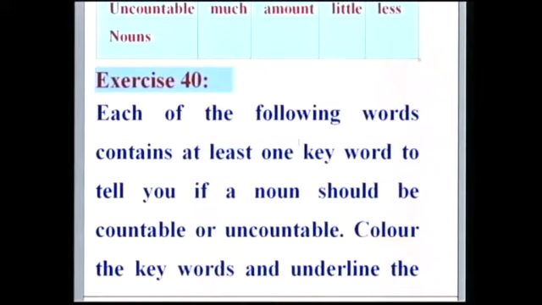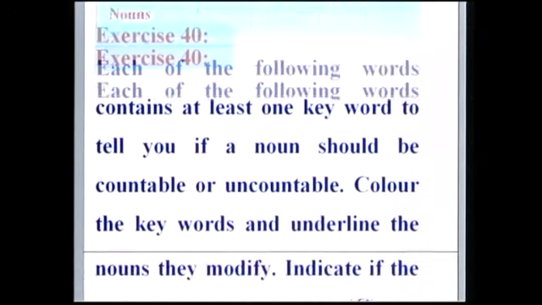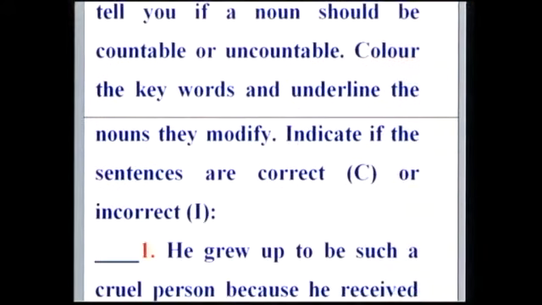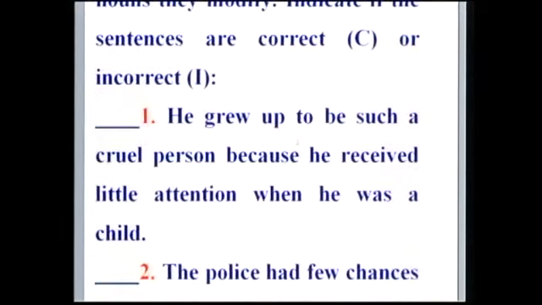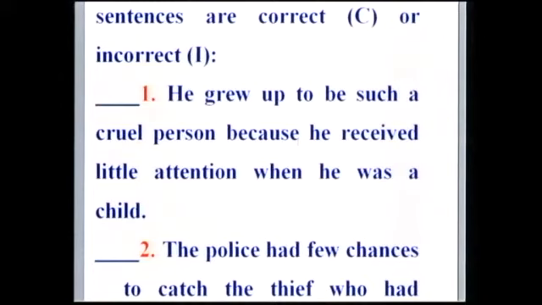Each of the following words contains at least one keyword to tell you if a noun should be countable or uncountable. Color the keywords, هنلاقيها بقى متلونة في answer key. Color the keywords and underline the nouns they modify. Indicate if the sentences are correct or incorrect. Let's look at number 1. He grew up to be such a cruel person because he received little attention when he was a child.